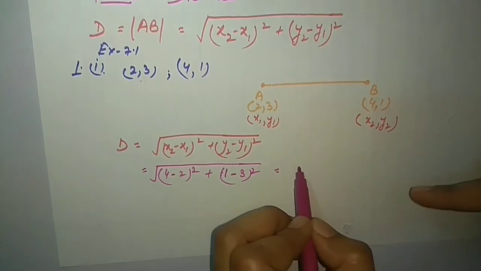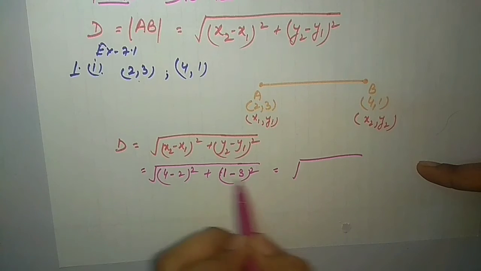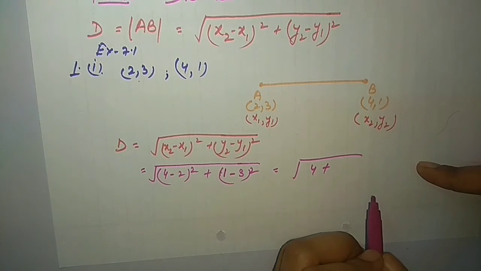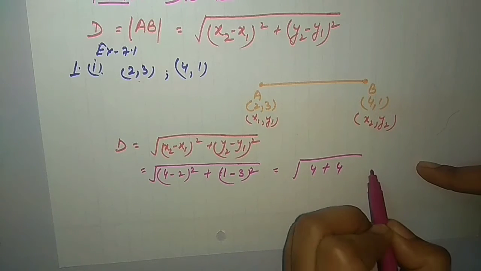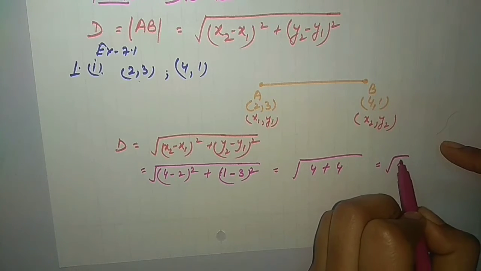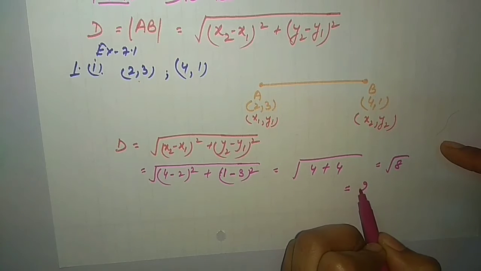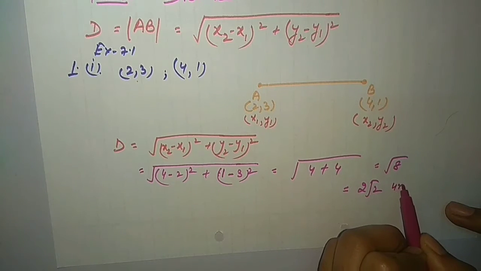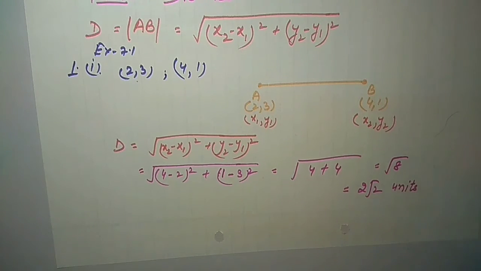Now subtract them. 4 minus 2 is 2, whole square, that is 4. 1 minus 3 is minus 2, whole square, that is 4. We get root of 8, and root of 8 can be written as 2 root 2. This is the distance between these 2 points. And we have to write units here, because distance is always in some units. It can be centimeter, it can be meter. So we write 2 root 2 units. This is the distance formula.